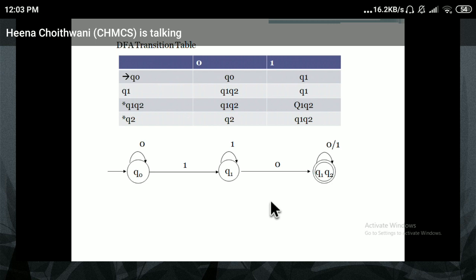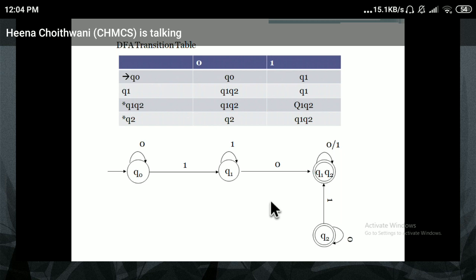Now there is another state Q2, right? Q2 on 0 is moving to Q2. So there's a state Q2 which is also a final state. On 0 it is moving to itself. On 1 it is going to Q1, Q2. Okay. So can you see we cannot reach Q2 in any way from the initial state.